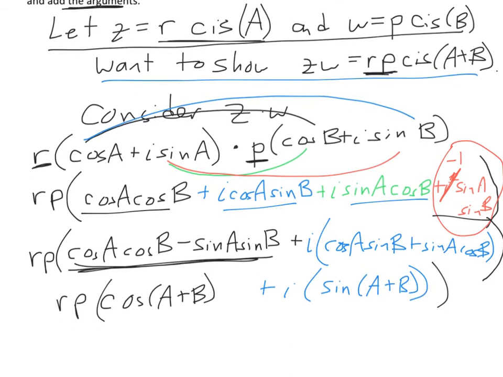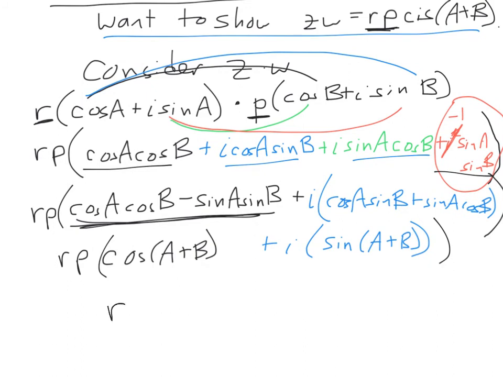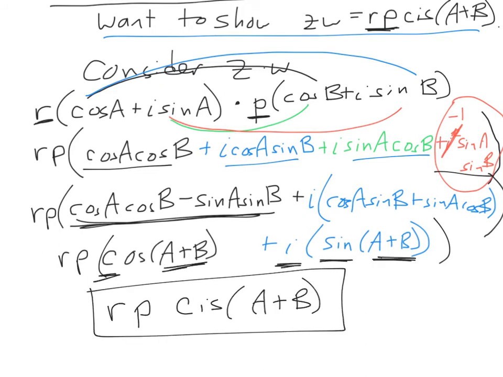Oh, wait, would you look at that? What I have here is rp cosine i sine. The arguments are the same. This is rp cis (a plus b), which is literally what we set out to show in doing this.